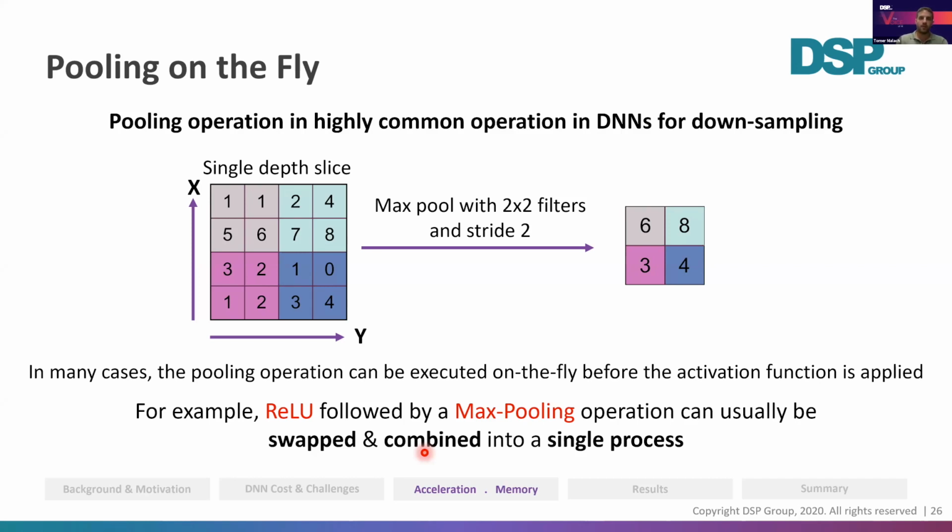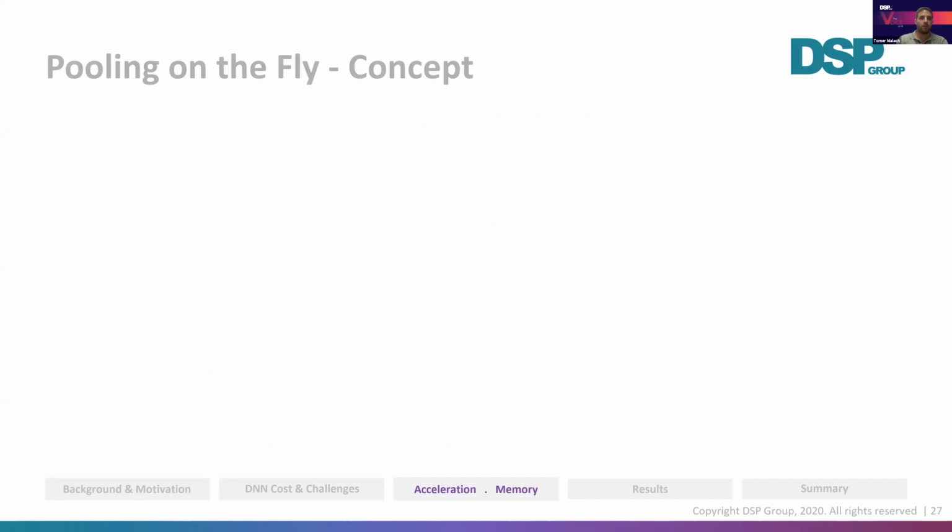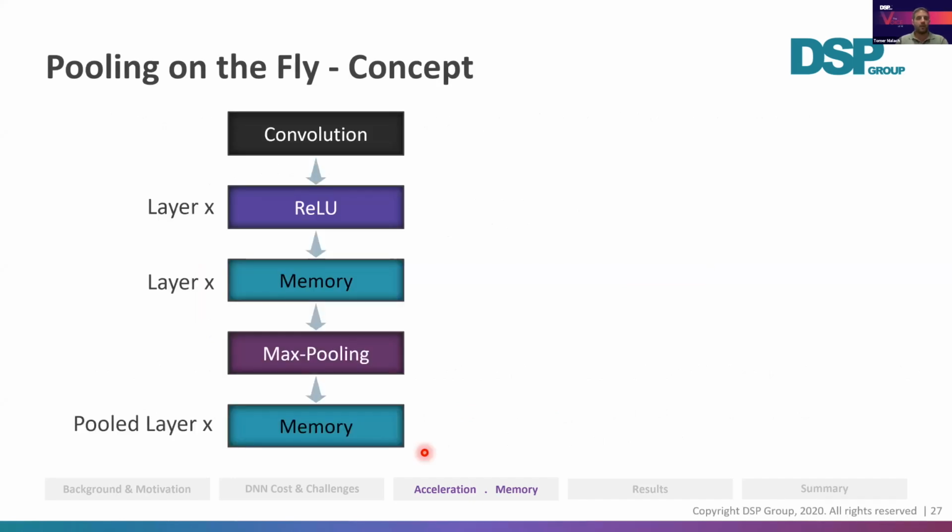To demonstrate this, let's look at the following scenario. A common case is a convolution layer with ReLU activation. After we execute the convolution and apply the ReLU to all the results, we need to store the results inside the memory. Then we retrieve all the data back to perform the max pooling, and we need to store it again inside the memory.